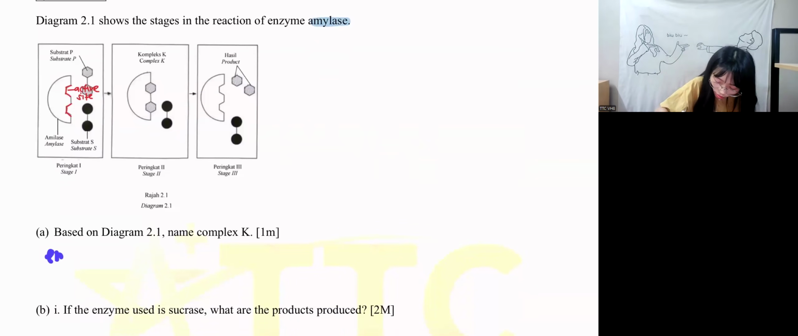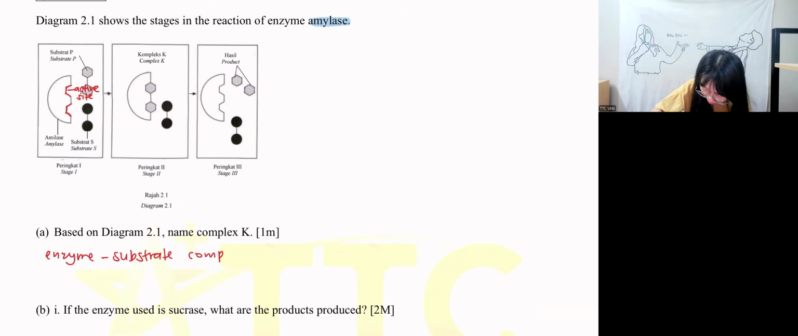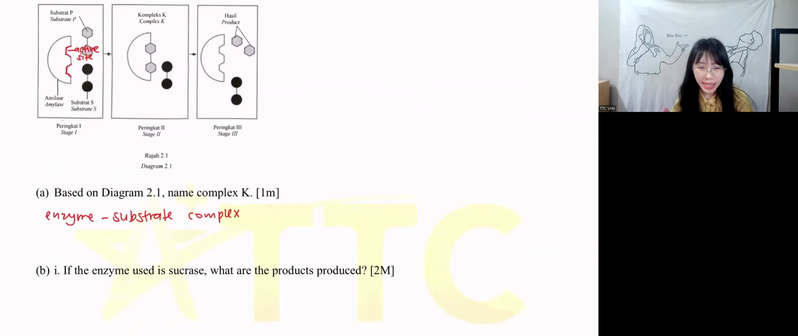Very good. It's called enzyme substrate complex. Okay, you can also write amylase starch complex or amylase substrate P complex. Also correct. If the enzyme used is a sucrase, what are the products produced?